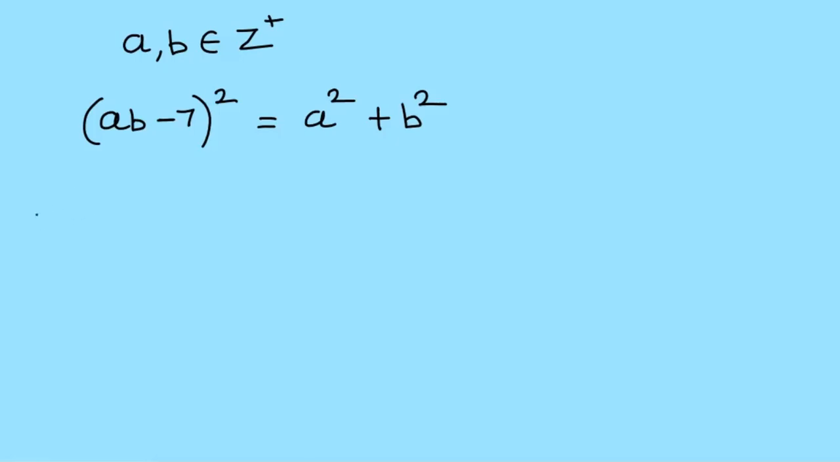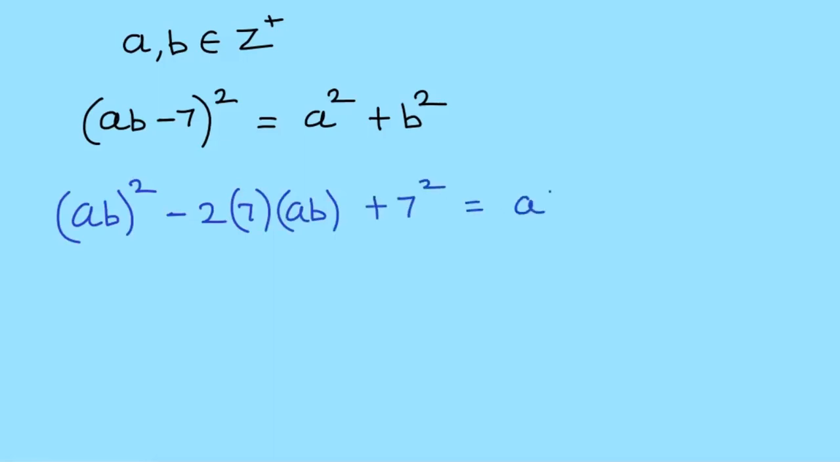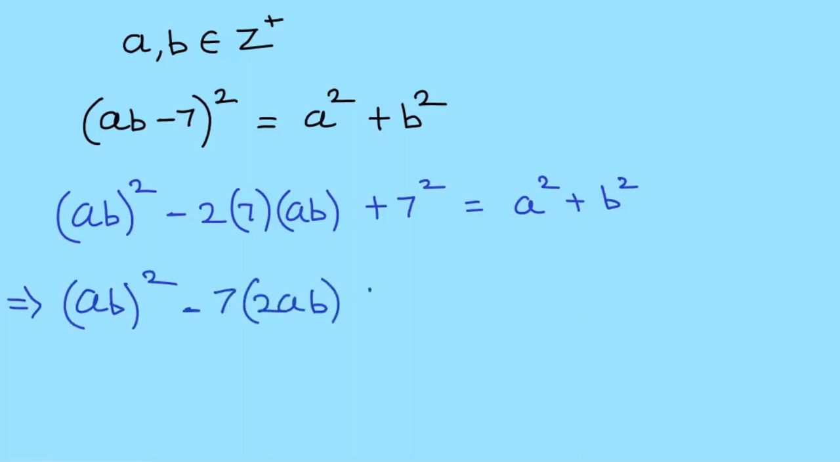First, let us expand the left hand side using the (a minus b) whole square formula. So this is (ab) whole square minus 2 into 7 into ab plus 7 square is equal to a square plus b square. Let us add 2ab on both sides. So this is (ab) whole square minus 7 into 2ab, we add 2ab here, plus 7 square is equal to a square plus b square plus 2ab.